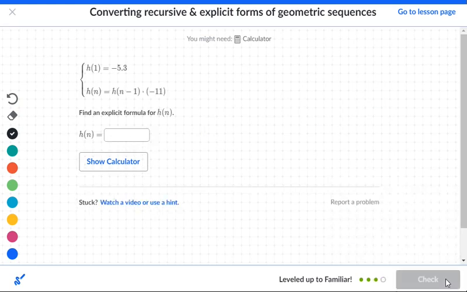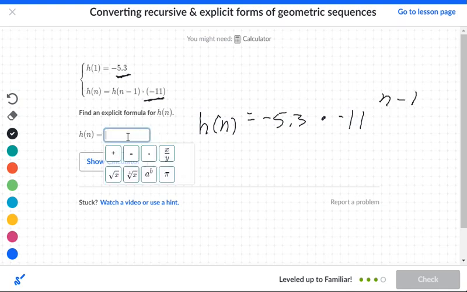Okay, we want to go from recursive to explicit. So let's take a look at this one. So we're going to start with h of n. So we're going to say h of n is equal to, our very first term is negative 5.3. And we want to times it by our rule. And remember, our rule comes after the n minus 1. So our rule is a negative 11. And then we're going to use an exponent of n minus 1. So let's type this in.